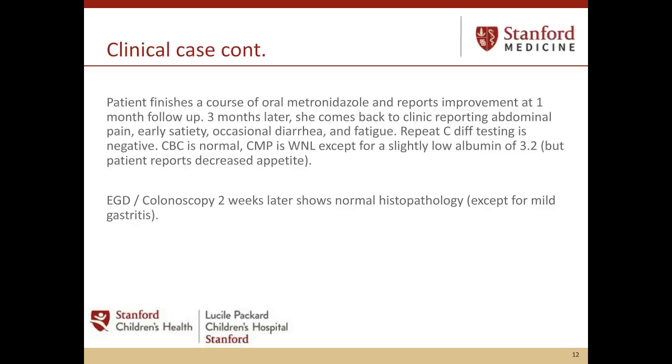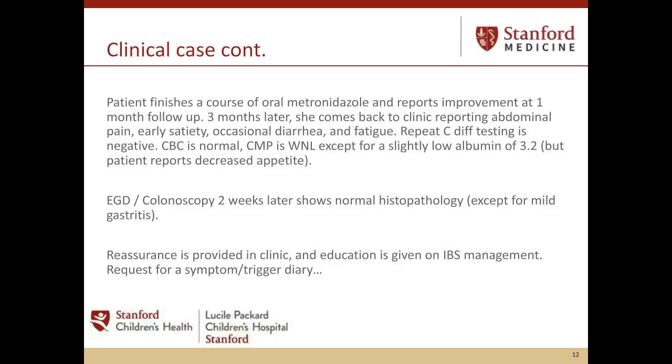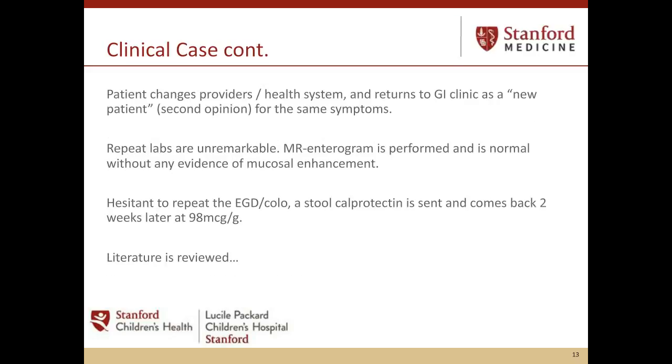Well, I performed an esophagogastroduodenoscopy, or an EGD, which is the upper endoscopy. I did a colonoscopy 2 weeks later, and essentially it was not so concerning. She had normal histopathology, and the pathologist basically said, this looks like irritable bowel syndrome. I provided reassurance and continued to follow her. I gave education on irritable bowel syndrome management, and I told her to keep a trigger diary and figure out what things going on in her life might make the symptoms worse.